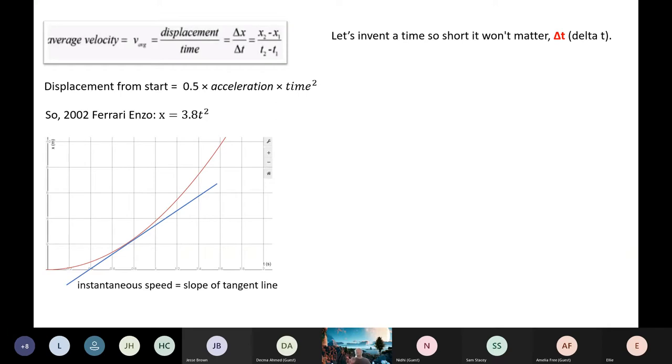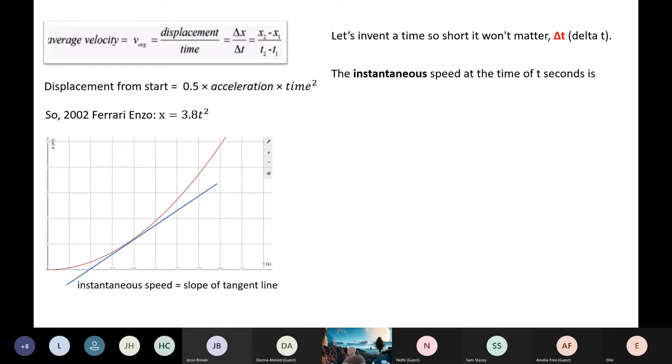So let's introduce a little thing called delta t, a very small amount of the input variable t. We call this delta t. If the input variable is called Q, we can call it delta Q, whatever symbol you use. So delta t means a very small amount of increase or change in the input variable t.